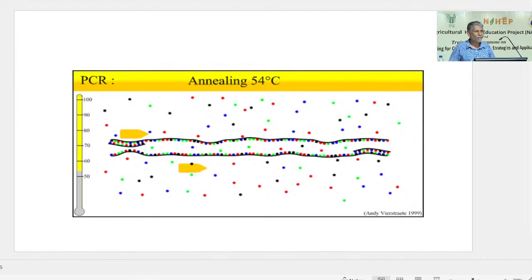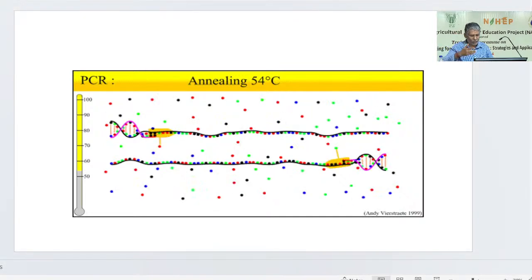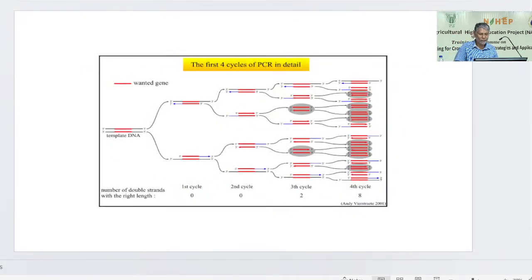You have 3 steps: denaturation, where your 2 strands will be separated, then annealing, and then extension. That's fine. From the same place I took this: if you go to the 4th cycle, this is the status, and if you go to 34 cycles, you get 34 billion copies. Understood? So from 1 copy.